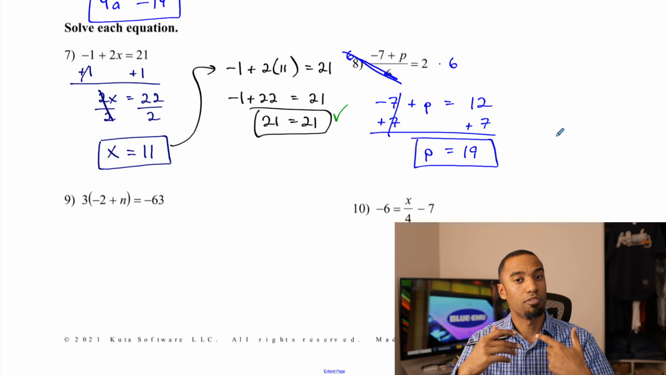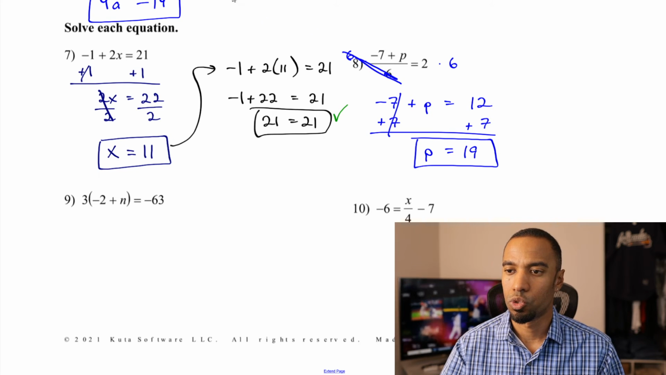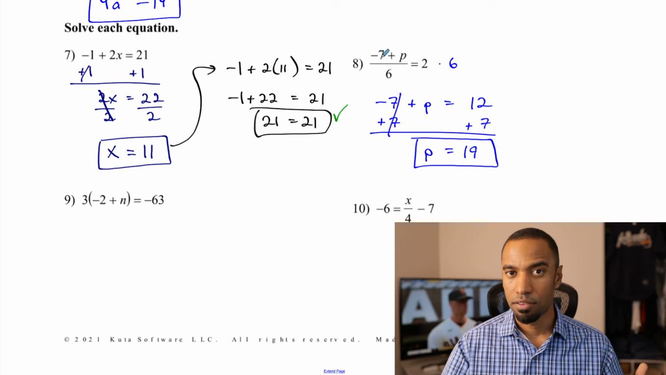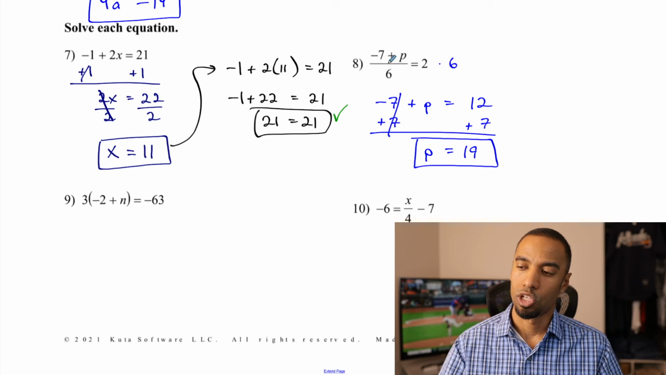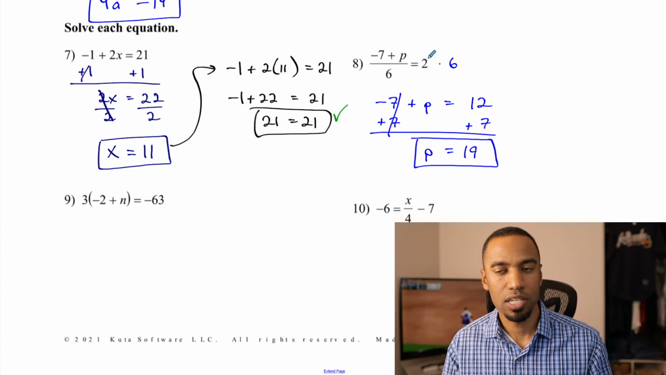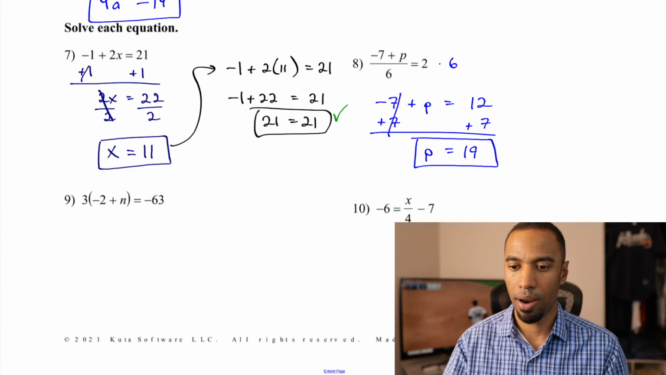Boom, full solution. If you'd like to double check it, here's what you do. Look at the original equation, and you would have negative 7 plus 19. Negative 7 plus 19 is 12. And 12 divided by 6 is 2. 2 equals 2. It checks out. We're good.